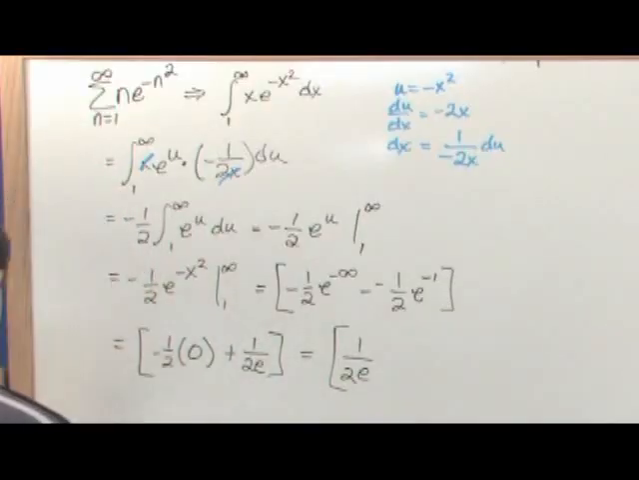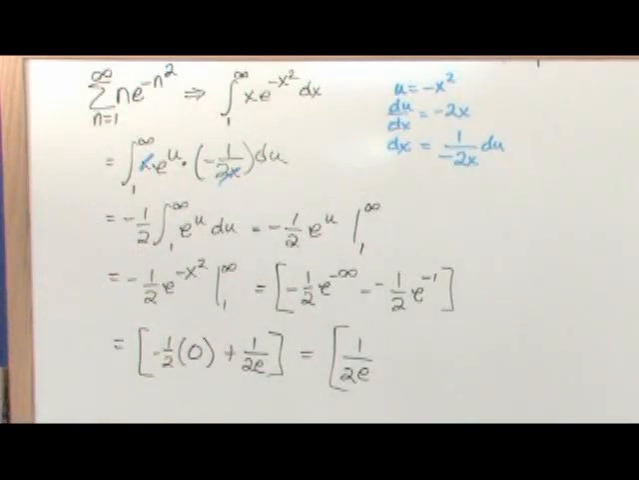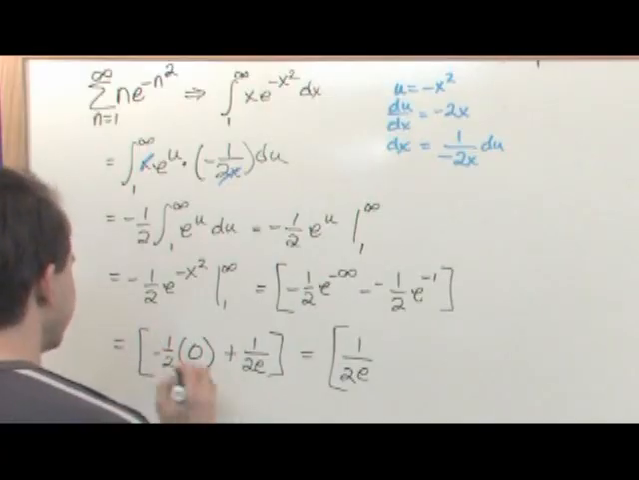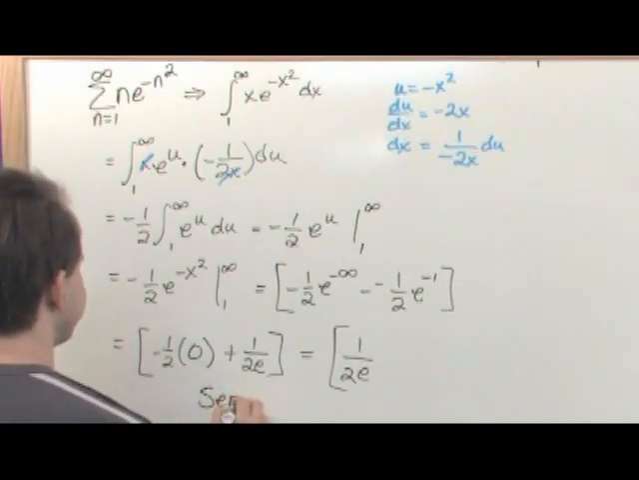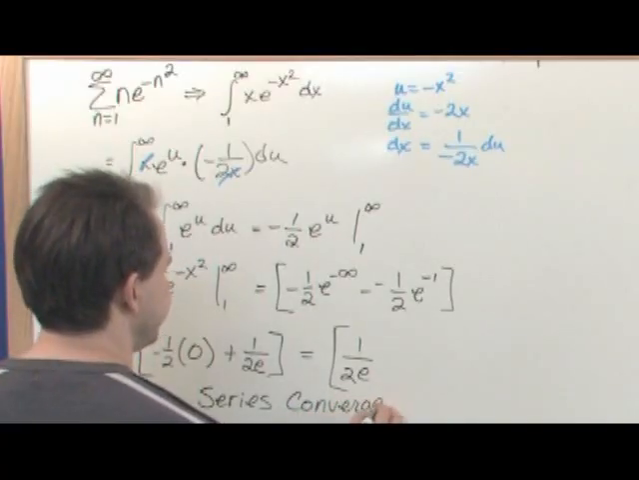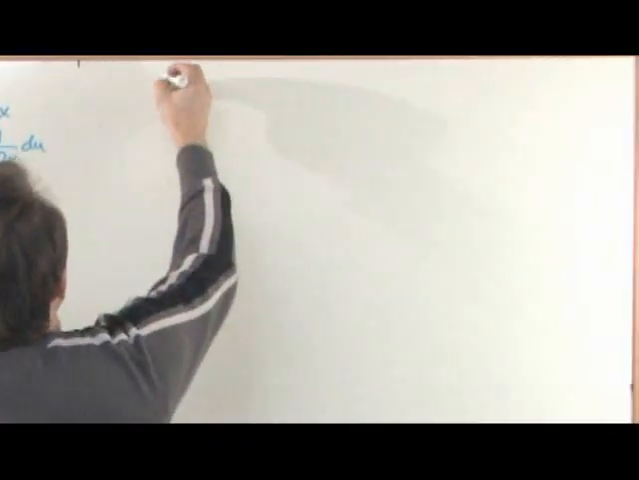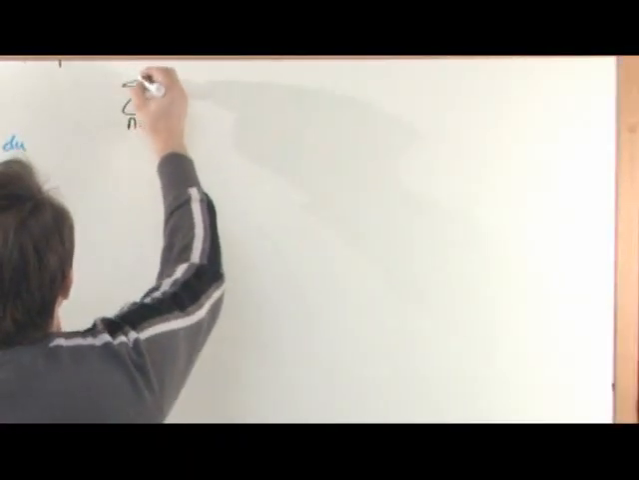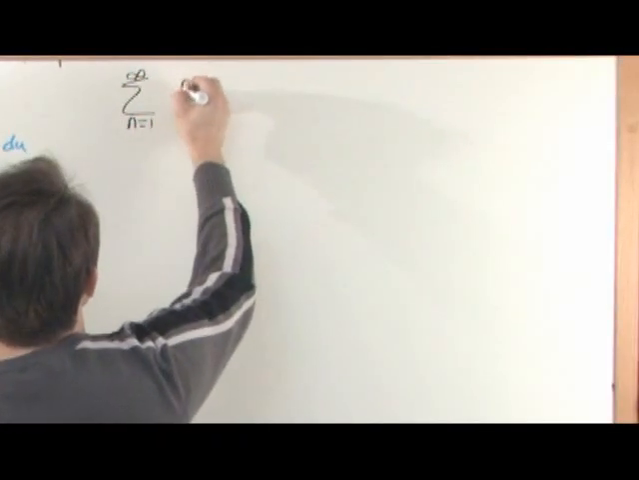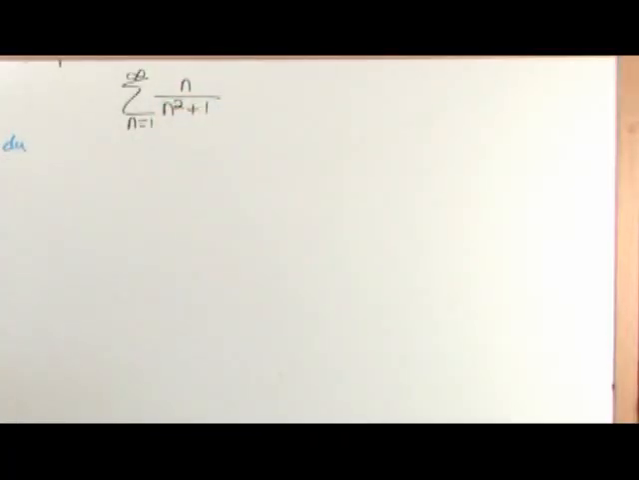So the integral converges. We had a series, we found the corresponding integral, we integrated that, we did our substitution, and we found out that the integral converges. So because the integral converges, the series converges. Okay? Moving along, what if you had the sum from n equals 1 to infinity of n over n squared plus 1? That's my series.